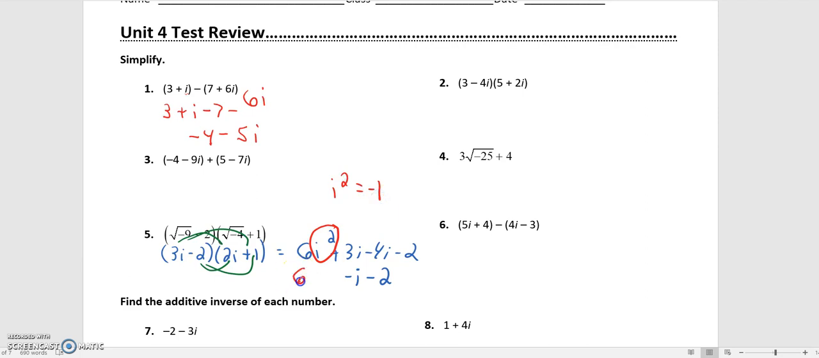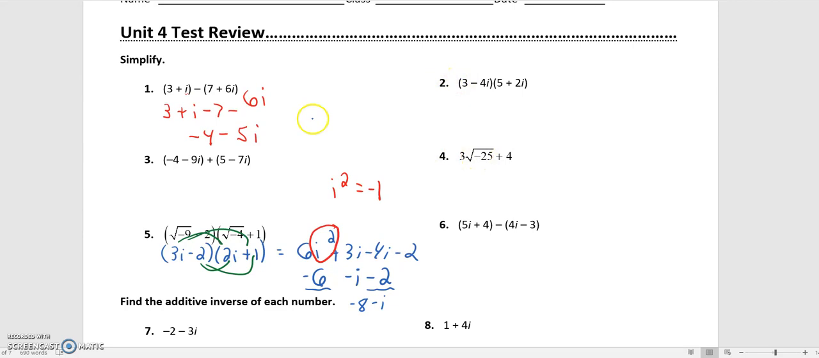So what you really have here is a 6 times negative 1, which we know can be written as negative 6. Then you can go ahead and combine the negative 6 with the negative 2, get negative 8 minus i, and then you're done. So that'd be very similar to what you do in example 2.